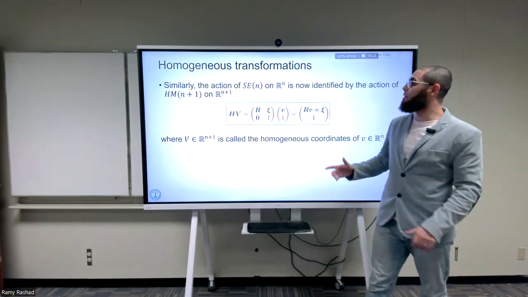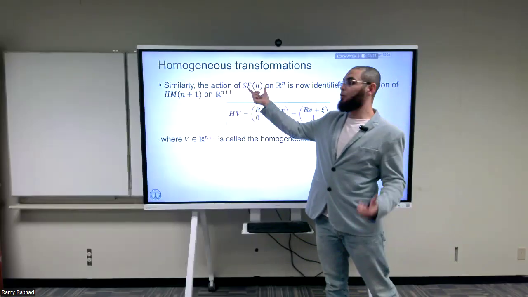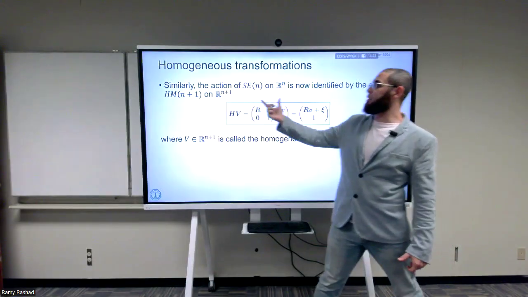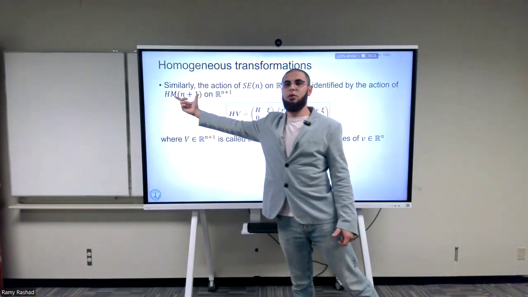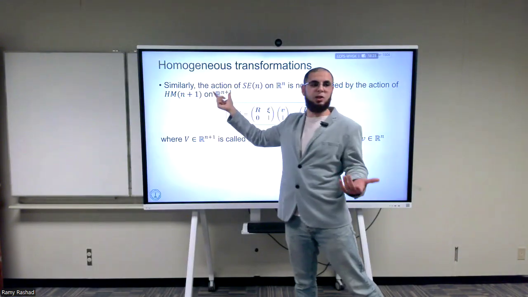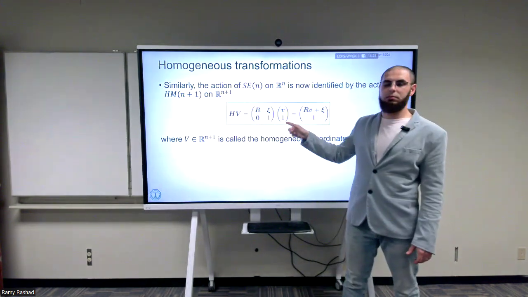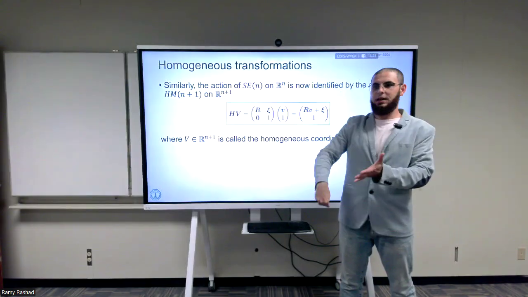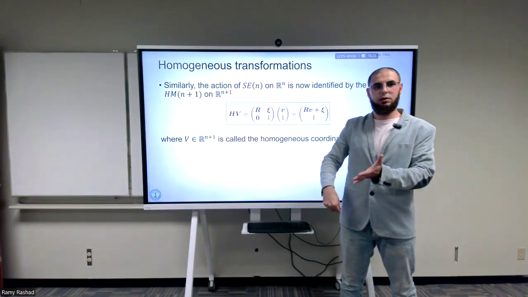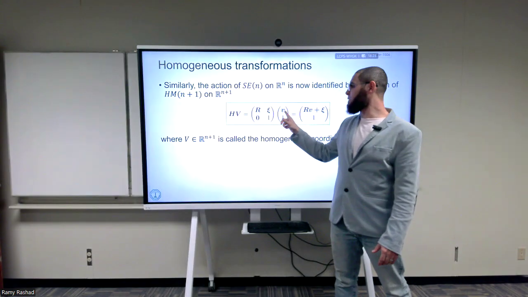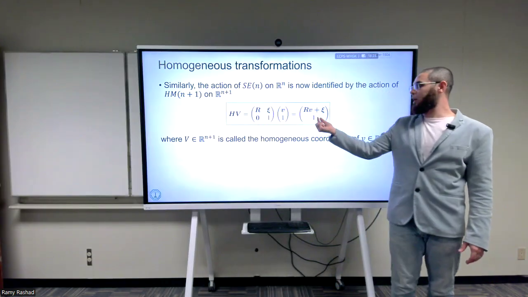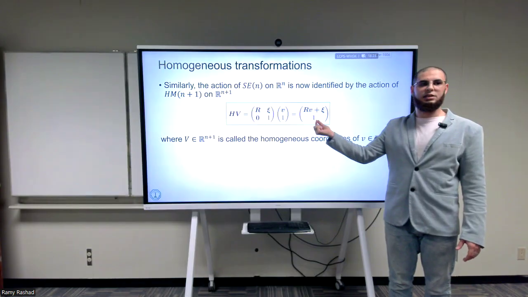Simply because earlier we had an action of SEn on Rn. We're now going to identify an action of homogeneous matrices on Rn+1. What do you put down there? Just 1. So for every vector that we have, we just add one dimension, we just add a 1. If this was a small v, we're going to call this a capital V. And if you multiply these two together, you see we still have the 1, it doesn't change.